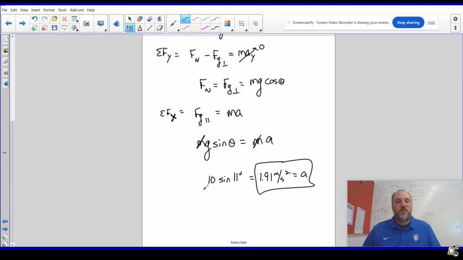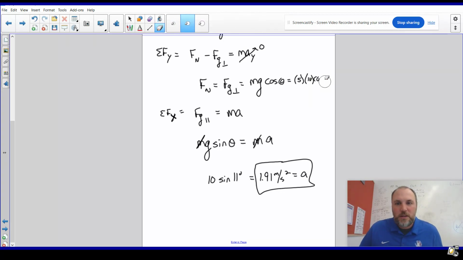Okay? It says we should also find the normal force. So we said from the sum of the forces in the y direction, Fn is just mg cosine of theta. So that would be for a mass of 5 kilograms, we'll do 5 times 10 times the cosine of 11 degrees. So let me try that again. 5 times 10 times the cosine of 11. So what we're seeing here is that the normal force is not quite 50 like it would be on a flat surface. In this case, it's 49.1 newtons.